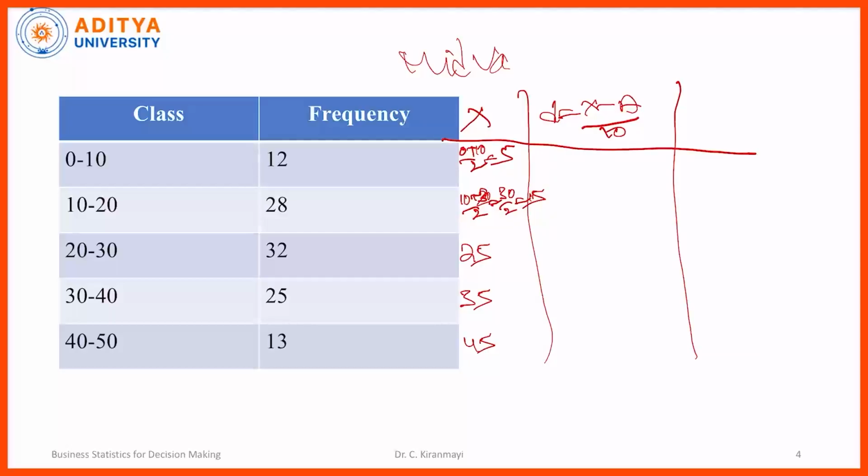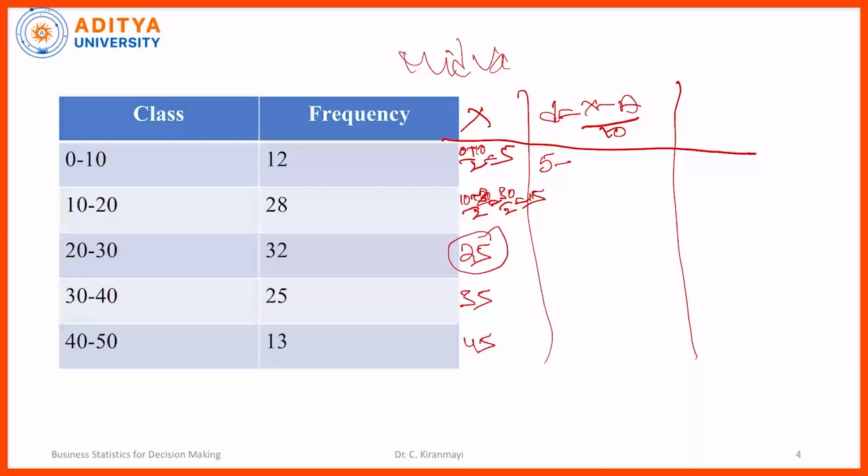The x value is 5. I am assuming the assumed mean as 25 among all the x values, the mid values, that is 5, 15, 25, 35. Any value can be randomly selected as the assumed mean. You may select 45, you may select 15 or 5.